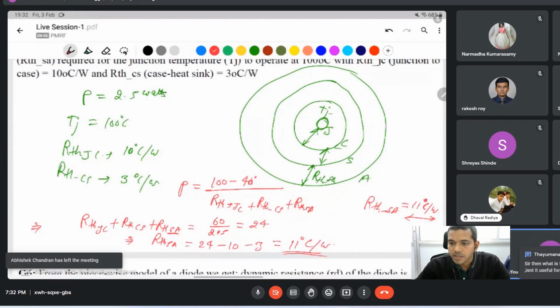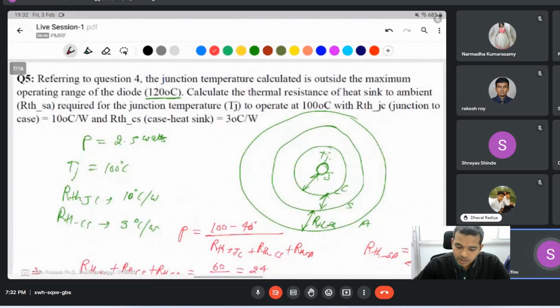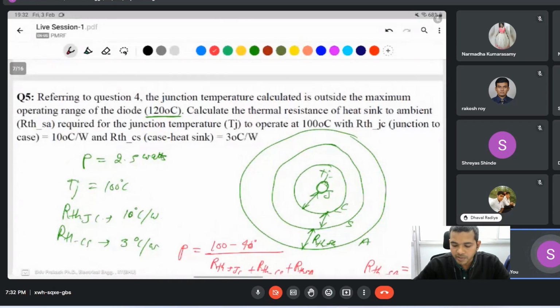Then the data of the outside max temperature is 120 degree. This is given for safety purposes. The maximum operating temperature of the diode is 120 degree, but in the numerical 100 degree is given, so it will use 100 degree. It has not used the full 120 degree operating range of the diode. He operates the diode at 100 degree centigrade only, not 120 degree centigrade. That's why you take only 100 degree centigrade.